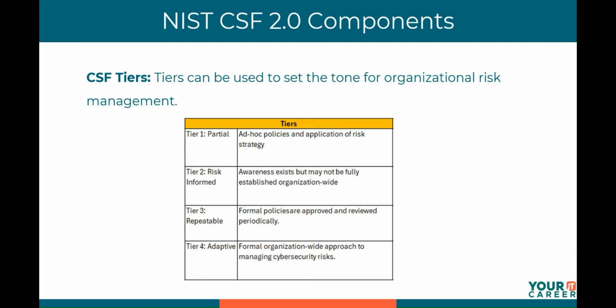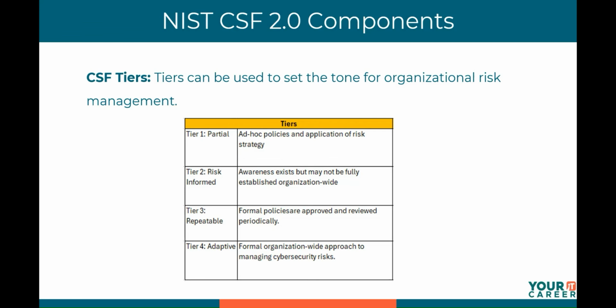So for example, just a quick explanation. Partial is when it's kind of ad hoc. Maybe they don't really have a lot of policies or it's not really followed up on. We kind of do it when we need to. Risk informed, there's awareness. So we know there are risks, but we may not fully have an organization-wide risk management process. Maybe within this department we do something, but it might be different in another department, and we may not all see what each other is seeing, but we all know what the risks are.